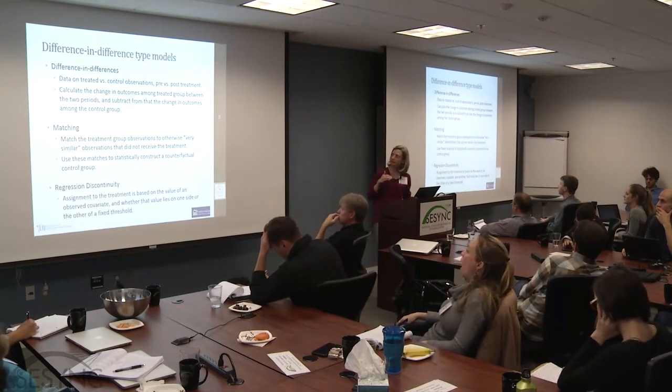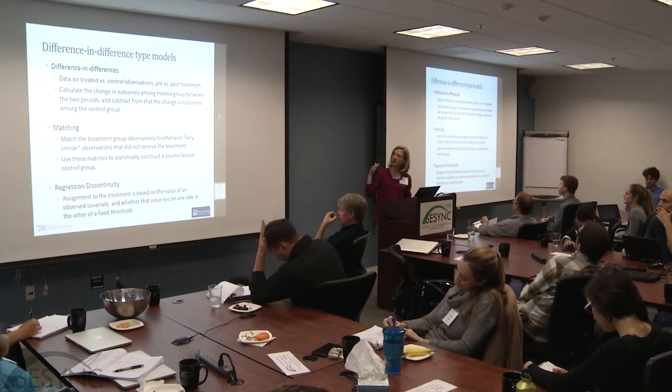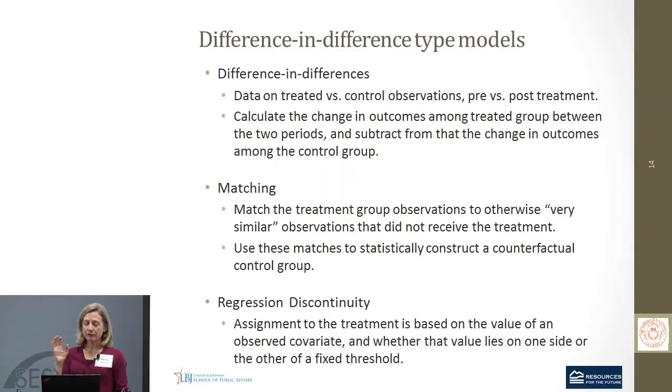Then there are three different types, well actually there are many more than three, but there's a class of what we'll call difference in difference type models. The first one is just pure difference in differences. I have data on treated and control observations, both pre and post treatment, either from an experiment or from a natural experiment. I'm going to calculate the change in outcomes between the two periods among the treated group, and then subtract from that the change in outcomes among the control group. I have changes in both groups over time, and what I want to know is what part of the change in the treated group is due to the treatment itself, so I subtract out the change in the untreated group. A second class of models are called matching models.